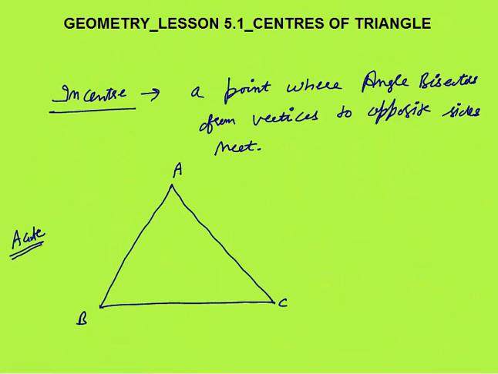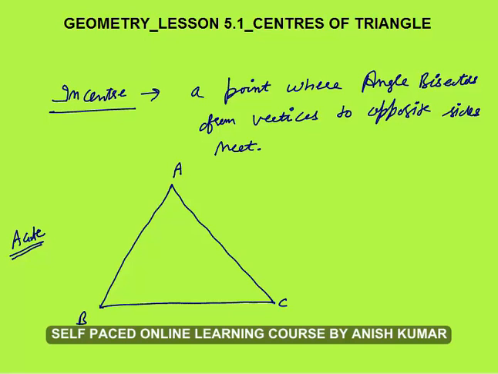Next is the incentre. This is the point where the angle bisectors from the vertices to the opposite sides meet. Angle bisector means the line which will bisect the angle. This is alpha and alpha. This angle bisector is AD. In the same way we can make the angle bisector from B. This is beta angle, this is beta angle, this is BE. Same way we can make the angle bisector CF.